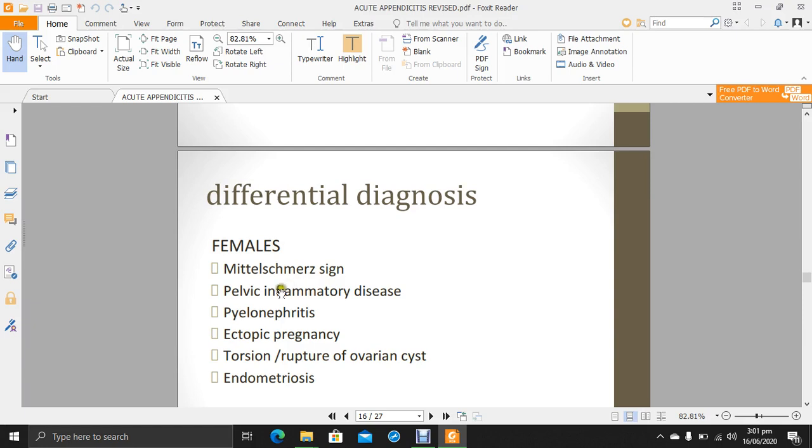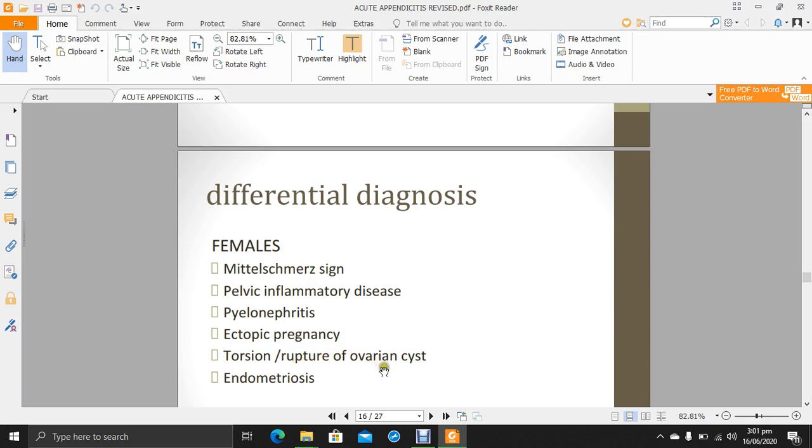Pain will be there in pelvic inflammatory disease in females, pyelonephritis, and ectopic pregnancy. If the ectopic pregnancy is ruptured, the pain will be sudden, acute, and severe, and the patient can develop shock because of the hypotension, too much bleeding occurs.